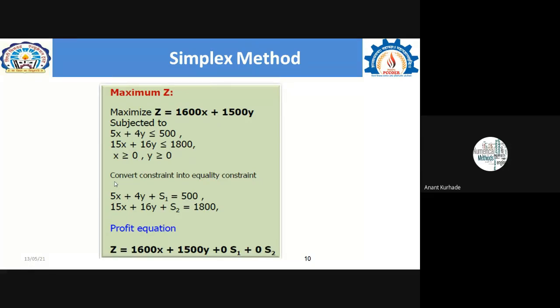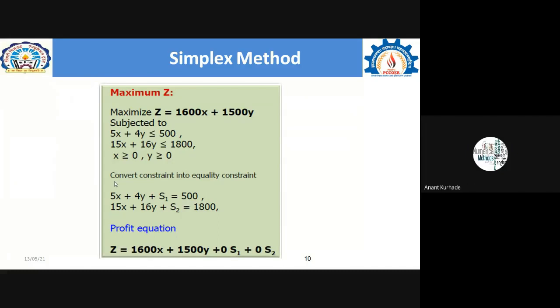Now, this problem is with maximize. Maximize z is equal to 1600x plus 1500y, subject to the constraints given. My question is, in those constraints, what is the inequality sign? Whether it is less or greater? Tell me. Anyone, please reply. What about the inequality sign in the constraint? Is it less than or greater than?